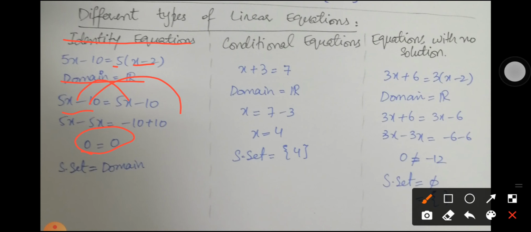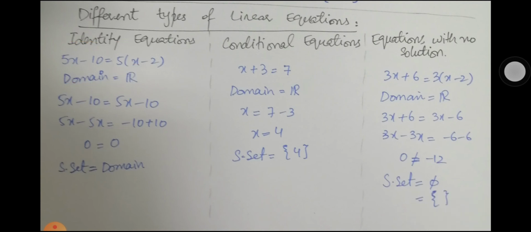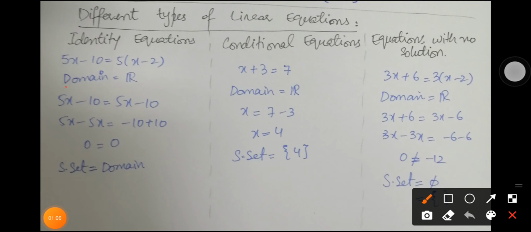As you can see, in such equations the variable totally vanishes, and at the end we have a true statement. It means that the statement is true for all values of the domain. That is, if I put x is equal to 0 or some positive or negative value from the domain, the left hand side will always be equal to the right hand side. So the solution set will be equal to the domain of the equation, and such equations are named identity equations, in which the whole domain satisfies the equation.